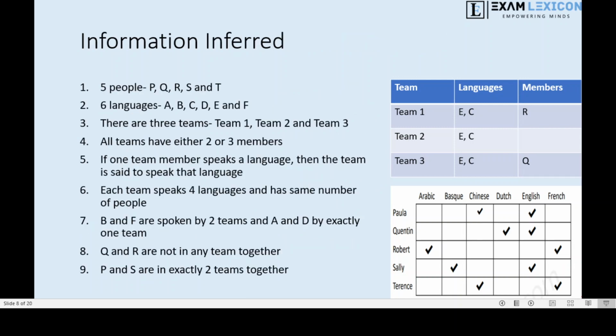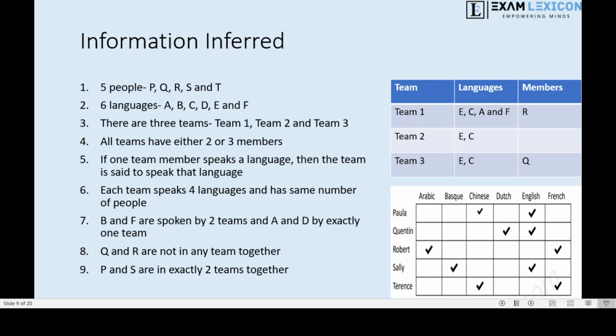So now we can see that R is in team 1, right? And if we look down at the table which was given to us in the question, we can see that Robert speaks Arabic and French, which are not in team 1 languages column, so we can add that. So team 1 has its 4 languages already.